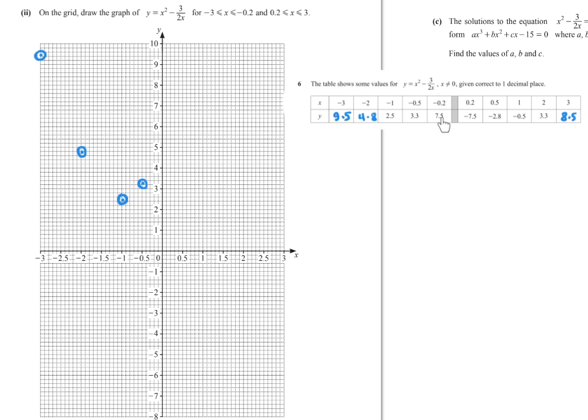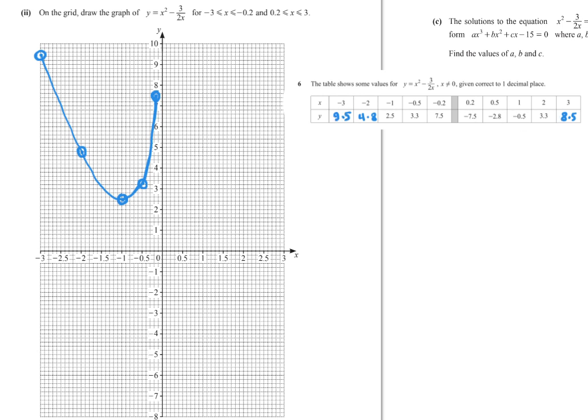Negative 0.2, 7.5. Now join these points together. This is the first group.